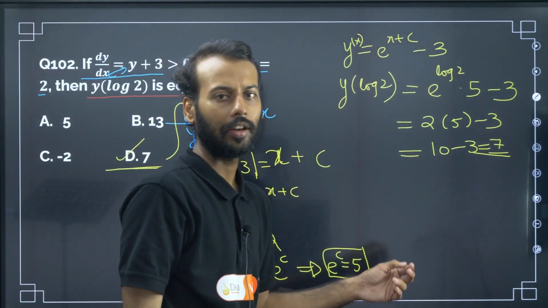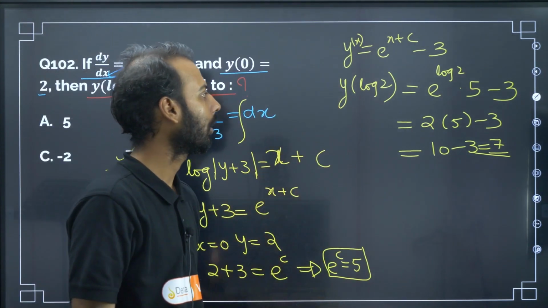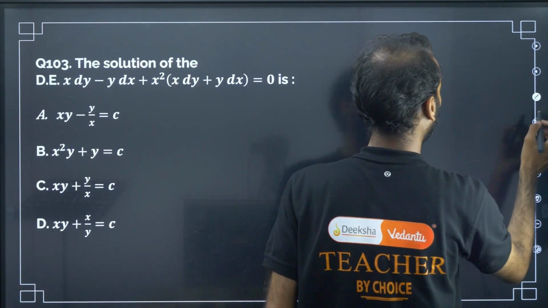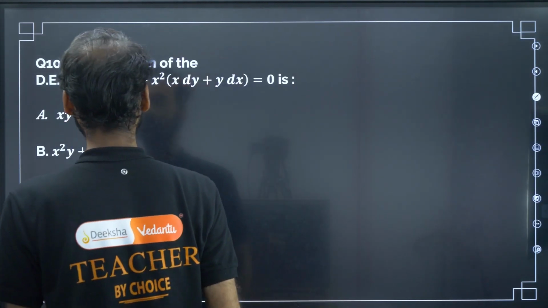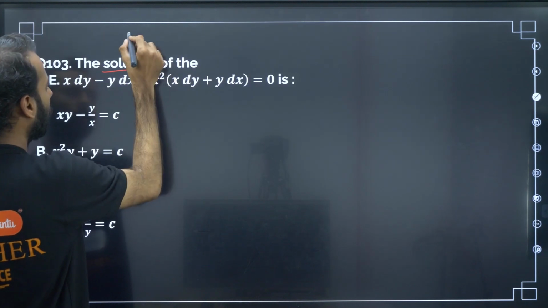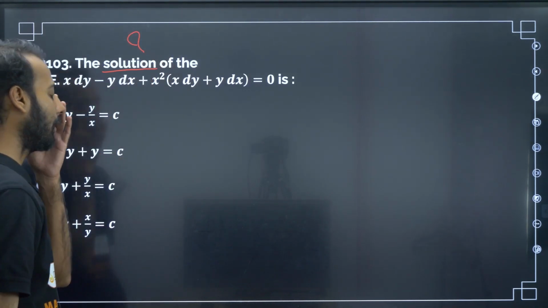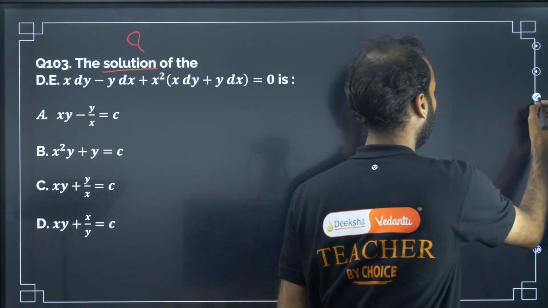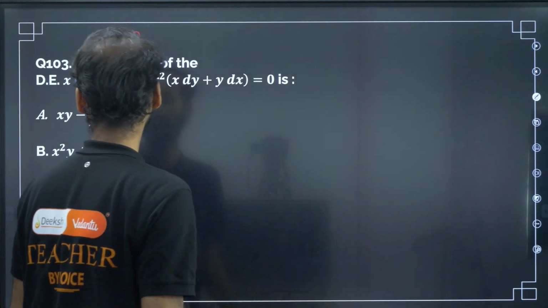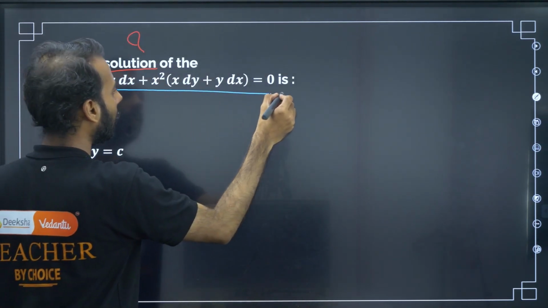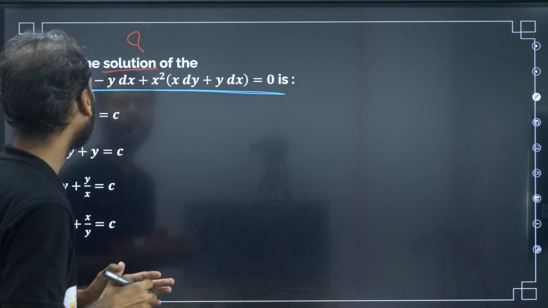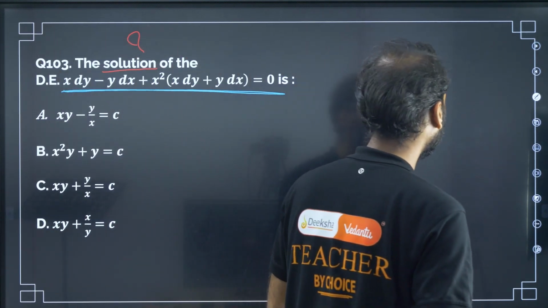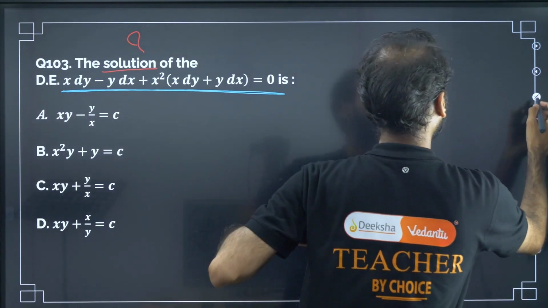Any step, any concept, any synopsis, if you have not understood, just put down one comment. I will explain it to you. They are interested in the solution of the differential equation. One differential equation they have given, and they are asking to find the solution of it. Now see here how to solve this problem.